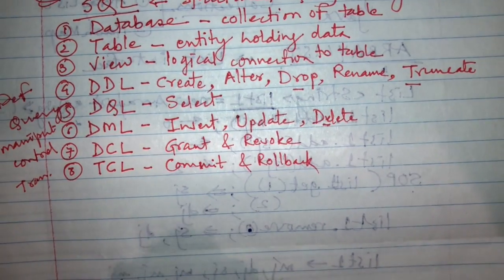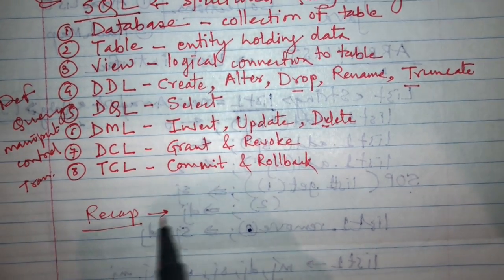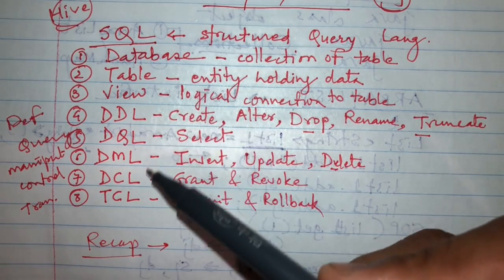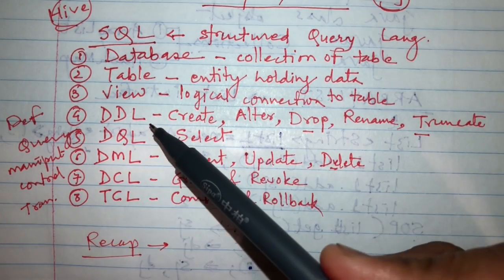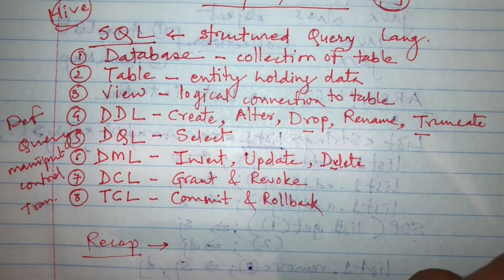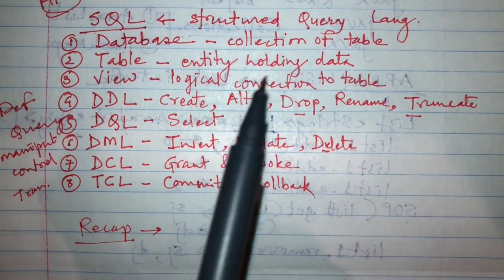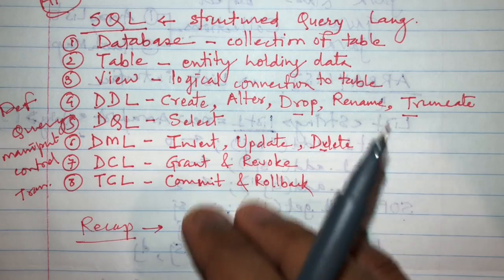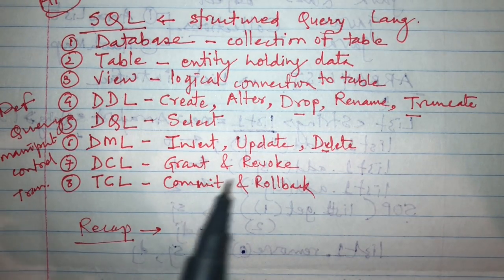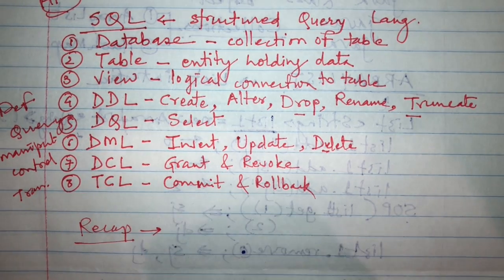So to recap the things that we saw, and it's right in front of you, we saw what a database is, what a table is, what a view is, and then we saw all the commands that are part of DDL, DQL, DML, DCL, and TCL respectively. I know it was super fast, but this is just an introduction. I'm really excited to start talking about Hadoop, so that's why I'm quickly winding up these prerequisites.